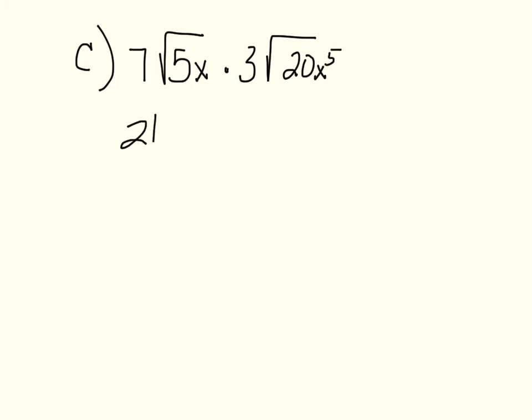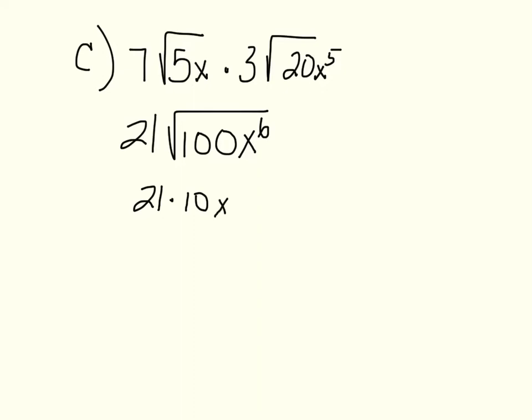C. 7 times the square root of 5x times 3 times the square root of 20x to the 5th. 7 times 3 is 21. 5 times 20 is the square root of 100, x to the 6th. 21 times, well, the square root of 100 is just 10, and the square root of x to the 6th is just x to the 3rd. 21 times 10 is 210, x to the 3rd, and that would be my answer.